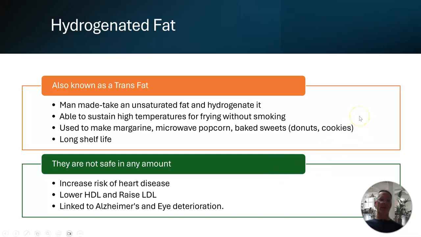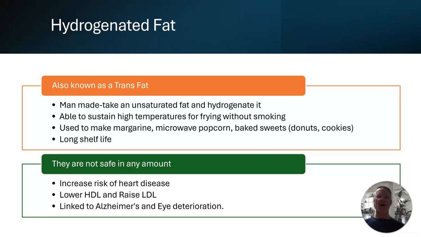Why did this happen, or where did they come from? Well, number one, they're able to sustain high temperatures for frying without smoking. So a lot of things are deep fried in trans fats. Certainly not good. The original reason was that saturated fat got a bad rap, like don't eat butter, so they came up with margarine. They didn't realize that trans fats are terrible for you. And now we're where we're at with man-made fats that are not good. But it originally started with the making of margarine.